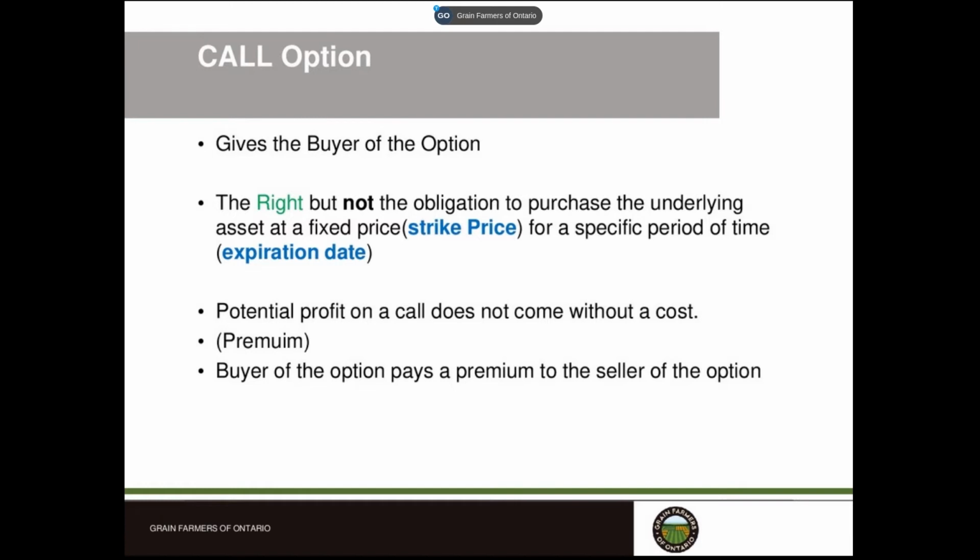So you have the right, but not the obligation. If you were to buy a put option on soybeans, it gives you the right to sell soybeans, say at $10. If soybeans don't go below $10, would you exercise your right?